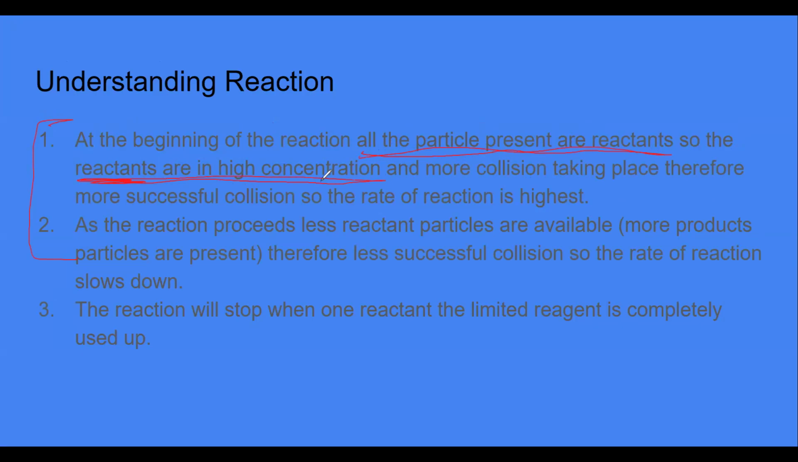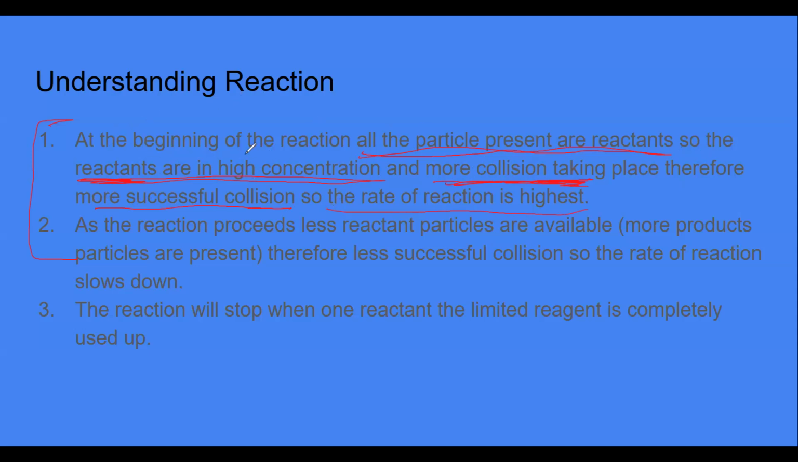Because the reactant particles are in high concentration, we have a lot of collisions taking place. But remember, not all collisions will be successful. In order to have a successful, or effective, collision, they must collide at the correct orientation and they must have the minimum amount of energy. So if we have a lot of collisions at the beginning of the reaction, we're going to have more successful collisions, and so the rate of reaction is highest.